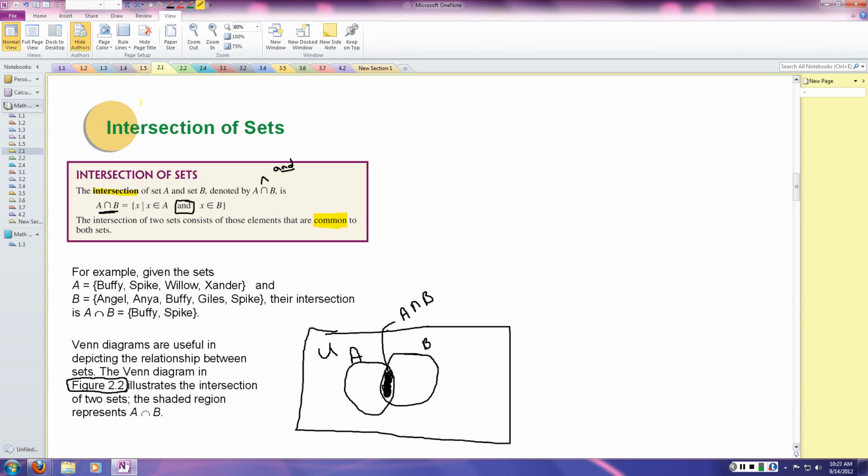So let's look at a quick example here. This example is in your PowerPoint. We have a list of names. So we have the list A and the list B. Their intersection would be denoted as A intersection B. So half the battle in this chapter is knowing the notation, what this means. When you see this symbol, that just means the intersection, the elements they have in common, and you see that they have two elements in common, Buffy and Spike.